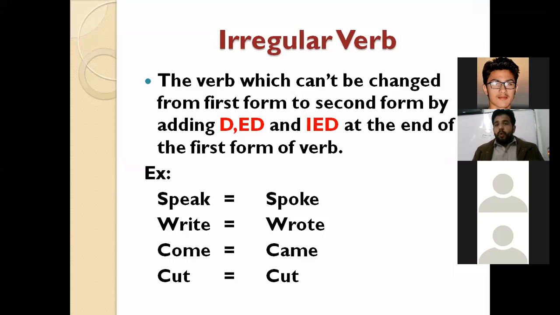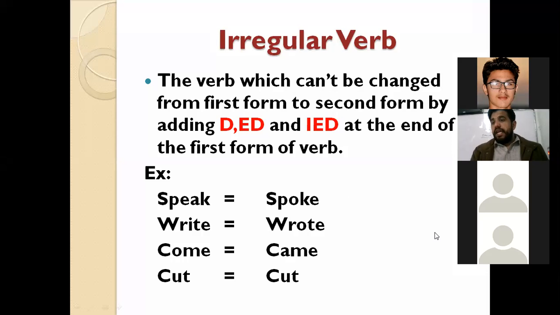So again, let me repeat my lecture. The verbs which change from first form to second form by the help of D, ED, and IED are simply called regular verbs, and the verbs which cannot be changed from first form to second form by the help of D, ED, and IED are called irregular verbs. Is it clear?